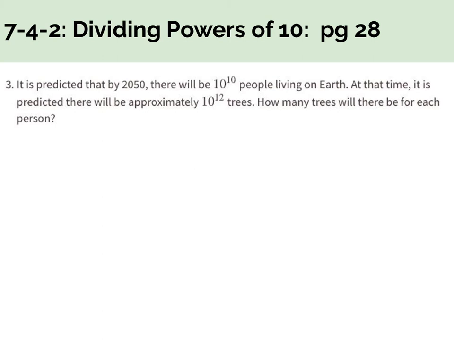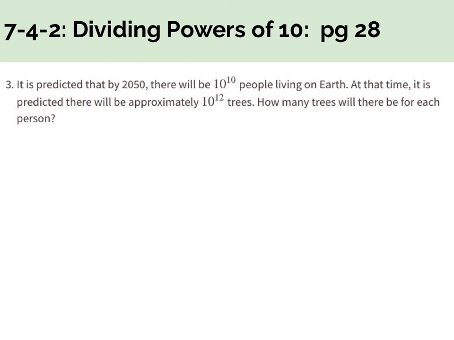It is predicted that by 2015, there will be 10 to the 10th people living on Earth. At this time, it's predicted that there will be approximately 10 to the 12th trees. How many trees will there be for each person? So think about it, answer that question, and then come back to me.